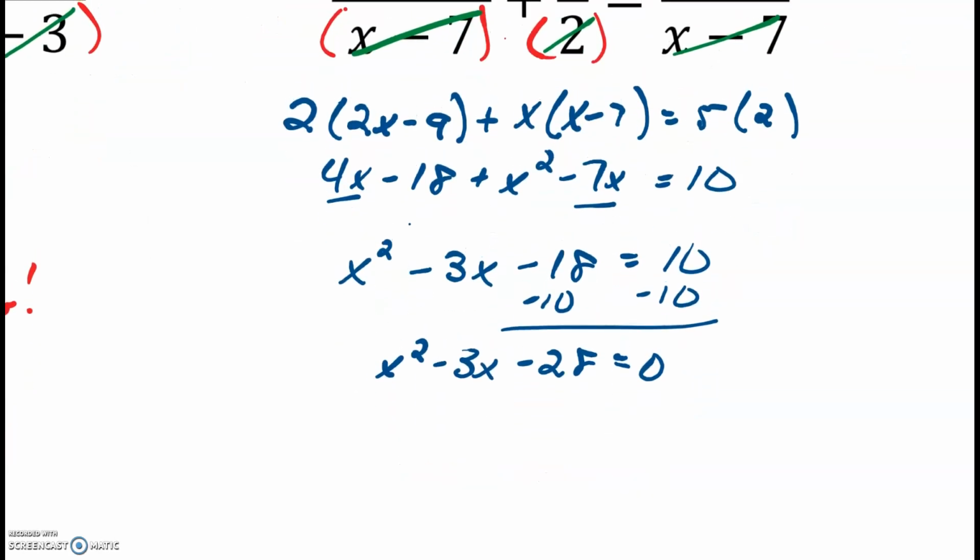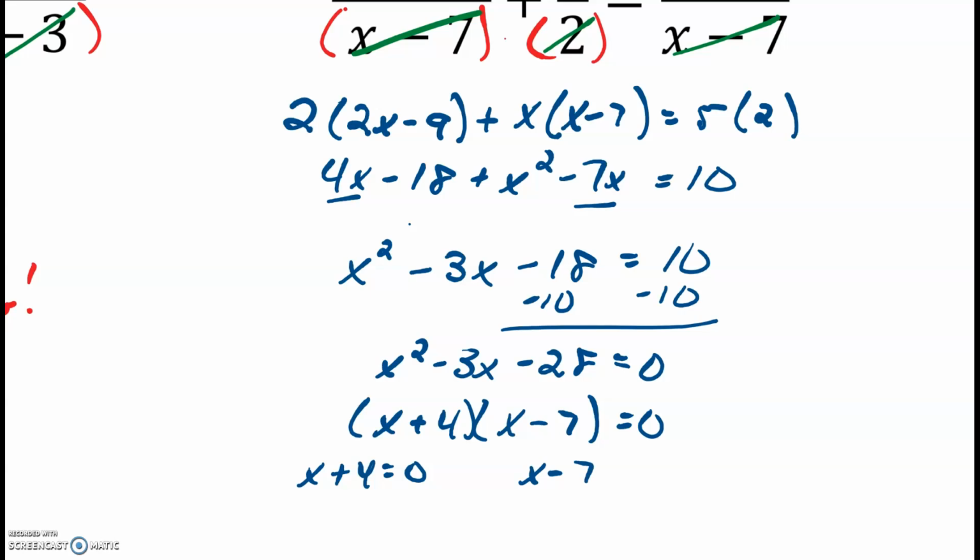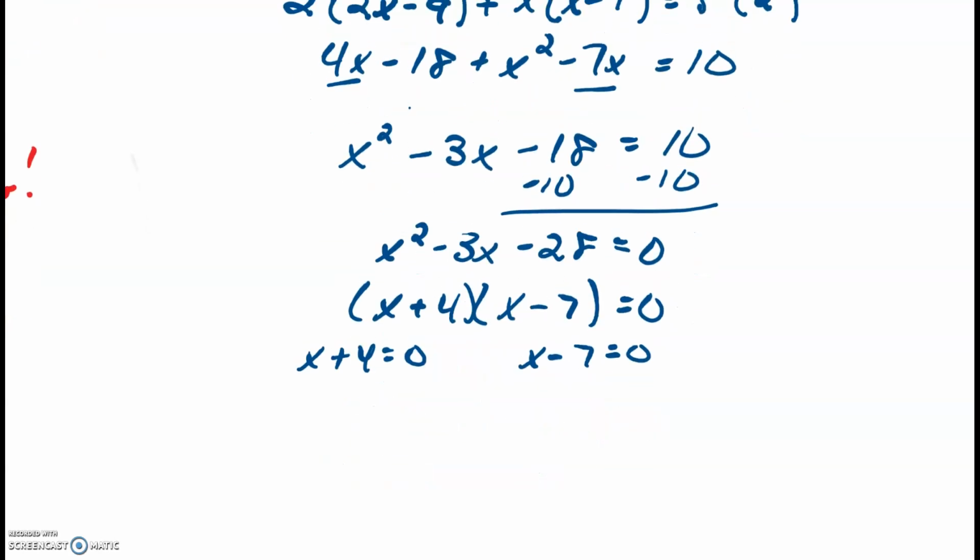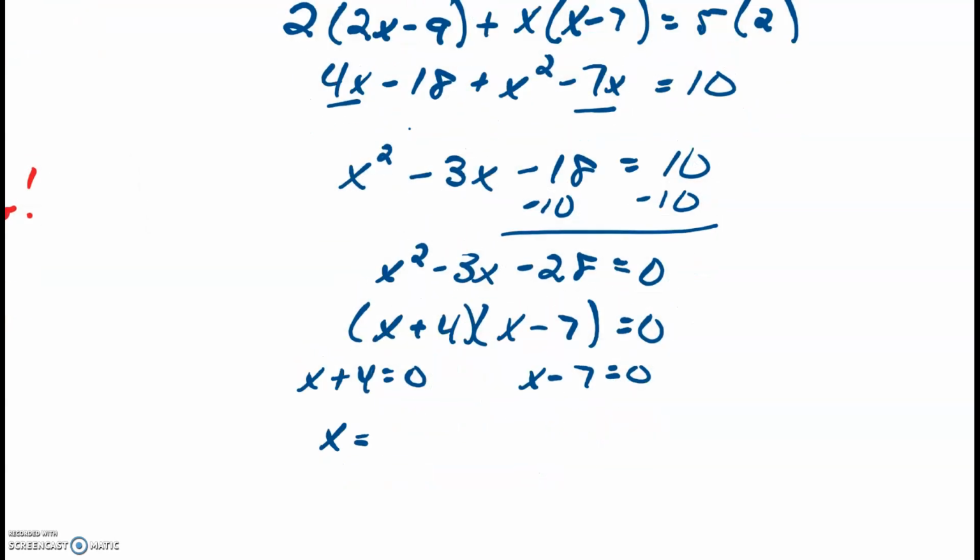I need to find two numbers that multiply to negative 28 and add to negative 3. This factors to x plus 4 times x minus 7, which is equal to 0. Set each individual factor equal to 0 and solve. I get a solution of -4 and of +7.